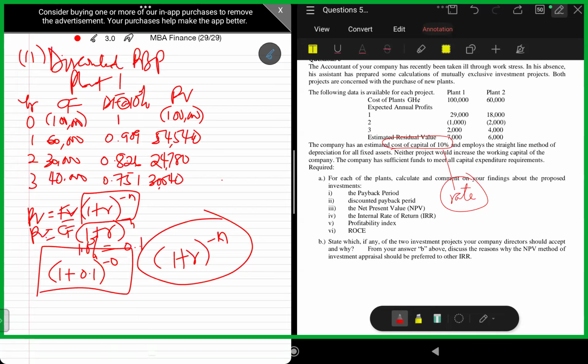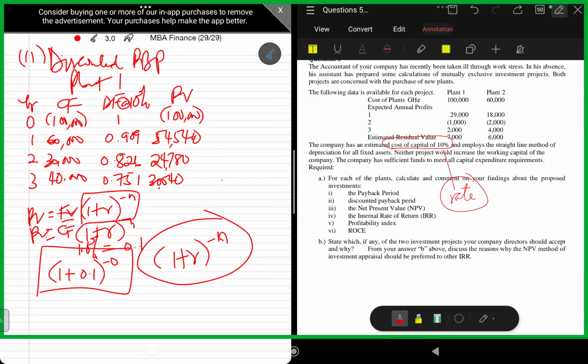So year two, 30,000 has been reduced to 24,780 by virtue of the discount factor. Year three, 40,000 has been reduced to 30,040 by virtue of the discount factor. So discount factors always reduce future values to the present, making the future value smaller than in the present, like what we are seeing there. 60,000 is the year one cash flow. The discount factor has reduced it to 54,540.